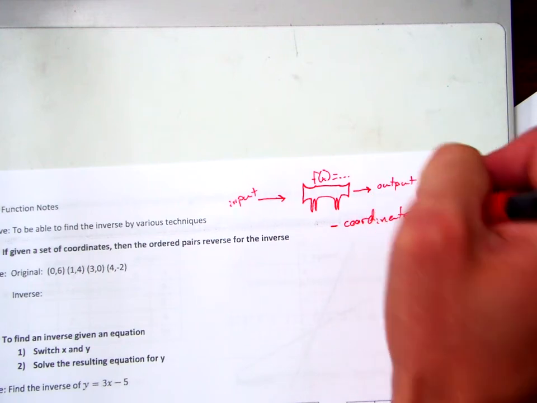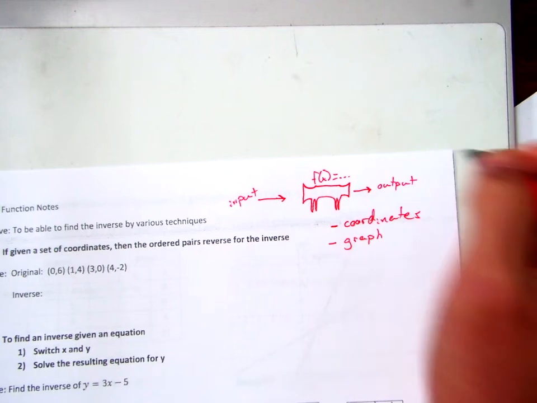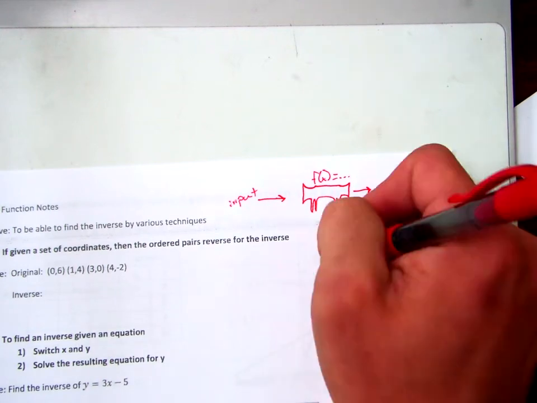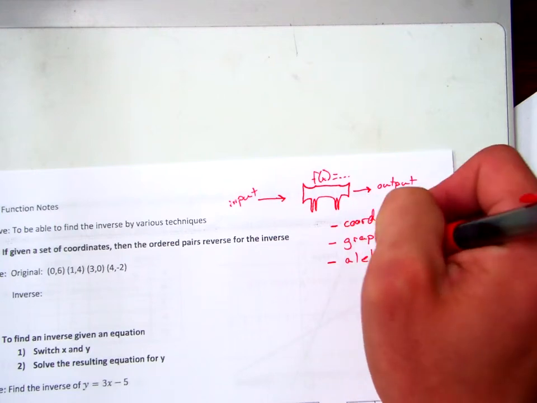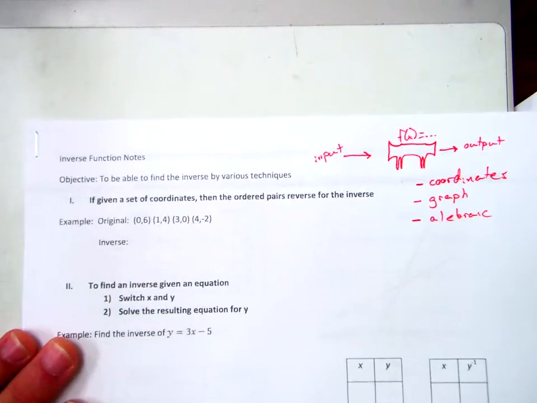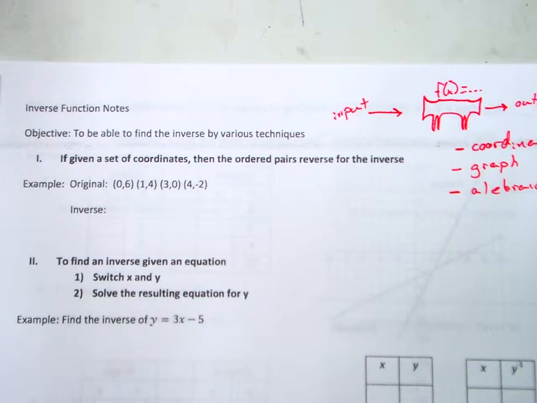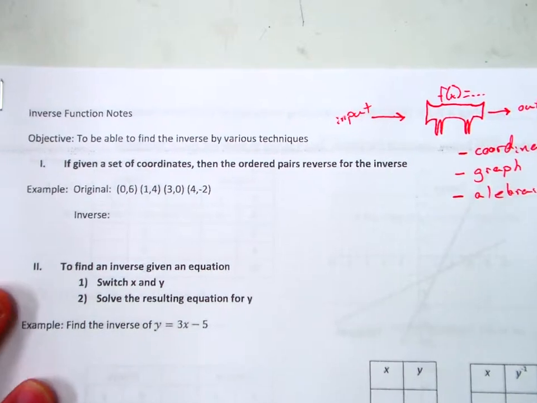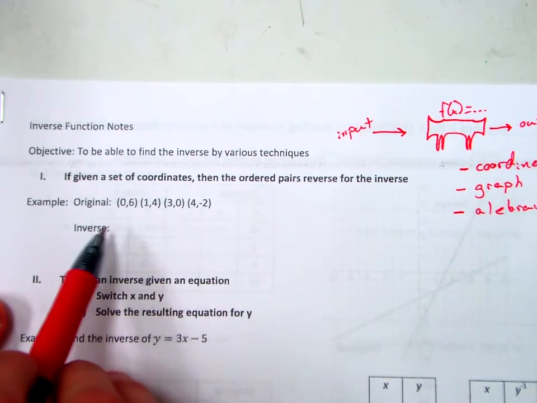Just by using coordinates. We can do it graphically by using the graph. And we can do it using just basic algebra, so algebraic methods. Let's start off by using the coordinates, and this is super easy with coordinates, guys. Super easy. A lot of you told me that the inverse was the opposite, and that's basic enough as far as this example is concerned.